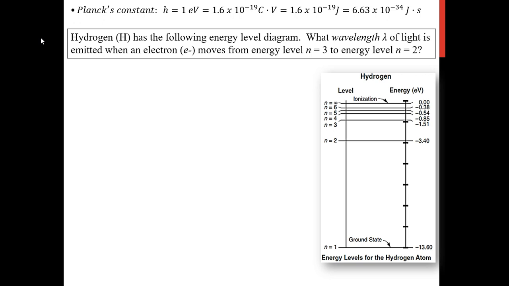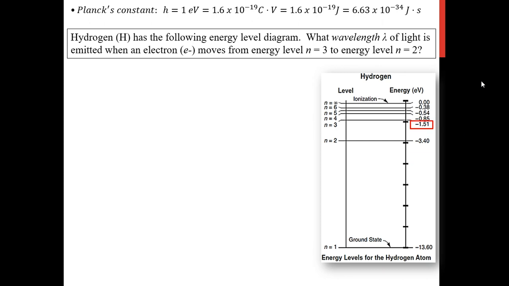Okay, so here you have an example of an electron transition problem for a hydrogen atom. The question asks us to find the wavelength of light that is emitted when an electron moves from N3 to N2. On the right here, you have the energy level diagram for hydrogen, and it says N3 to N2. So let's go ahead and box the energy associated with this particular problem.